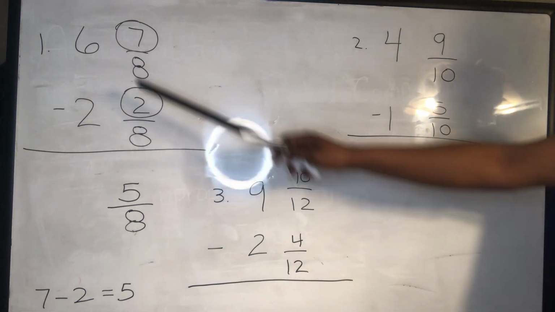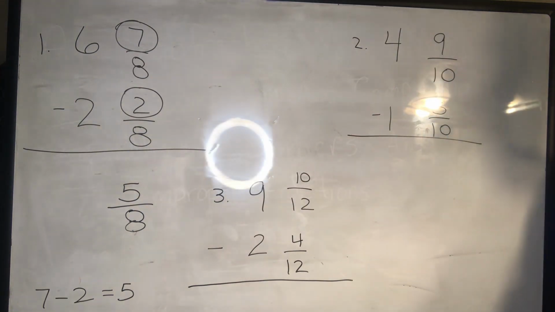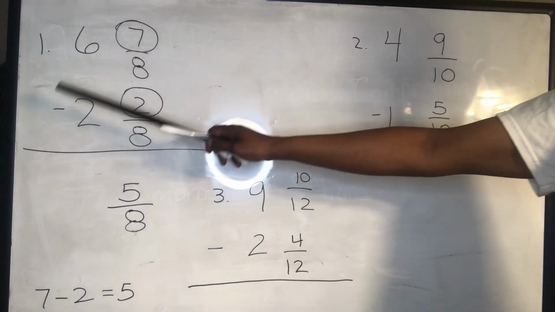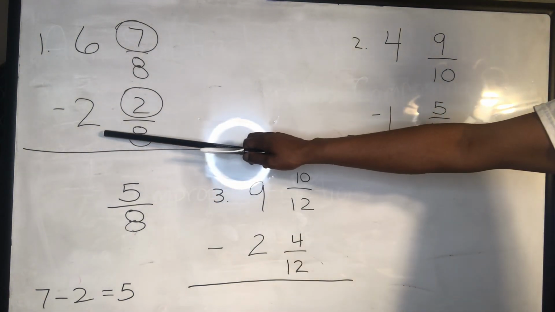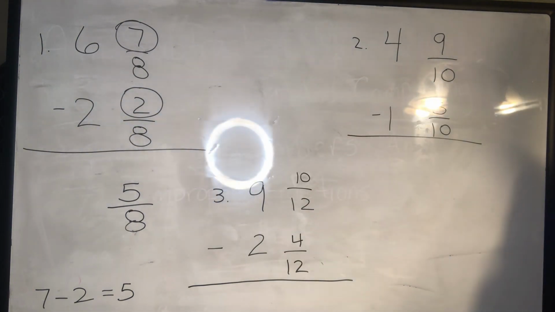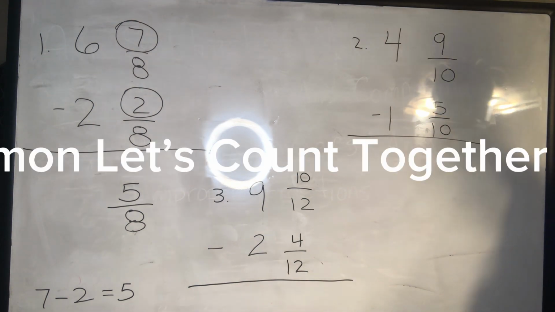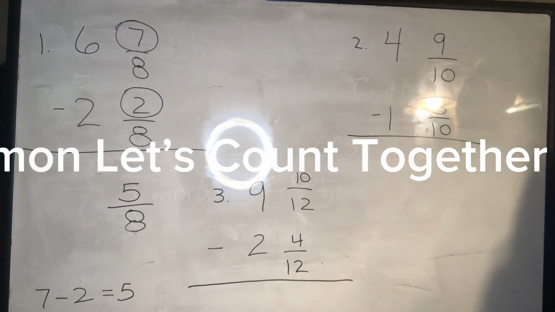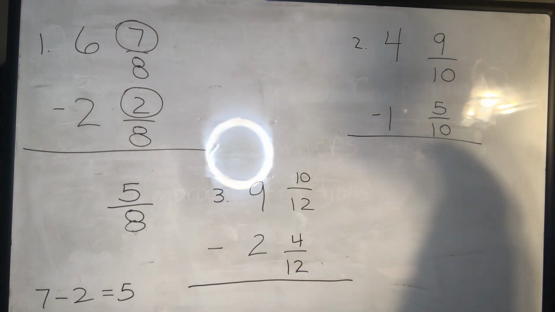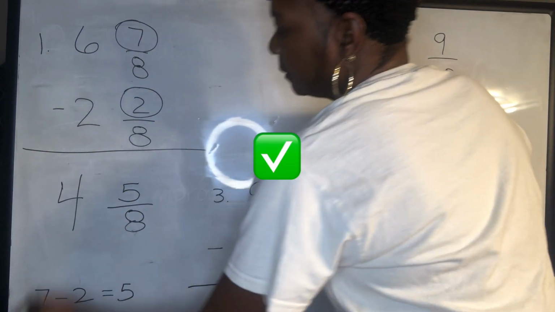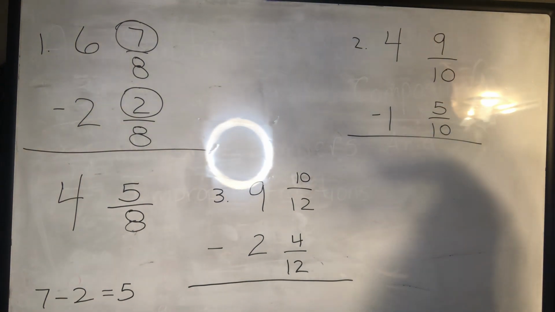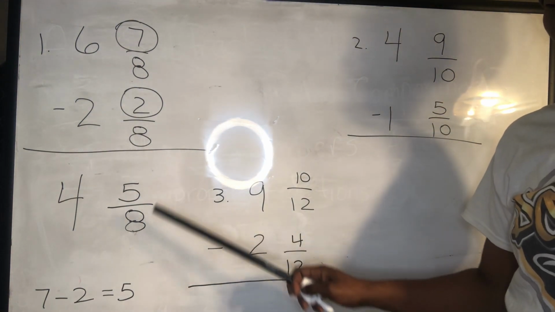Now we look at our whole number side, and just as it says, 6 take away 2. That's exactly what we're doing. We're at 2, counting up to 6. So that's 3, 4. Come on, guys, count with me. 5, 6. So the answer is 4. The answer to the problem would be 4 and 5 over 8.